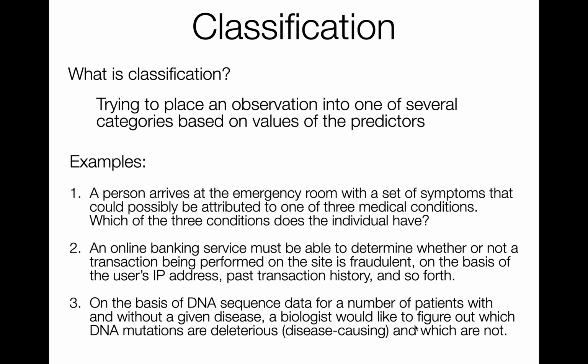And then 3, on the basis of DNA sequence data for a number of different patients with and without a given disease, a biologist would like to figure out which DNA mutations are disease causing and which are not. You'll notice that sometimes there may be 2 outcomes, and we'll call that a binary response. And sometimes we might have more than 2, such as the first example here, and we'll have different terminology for those.